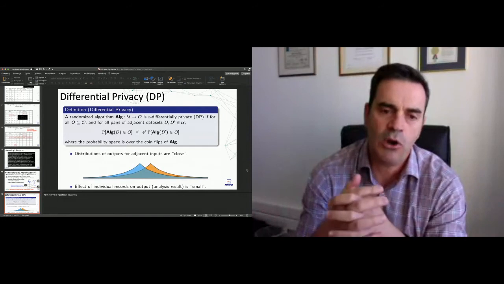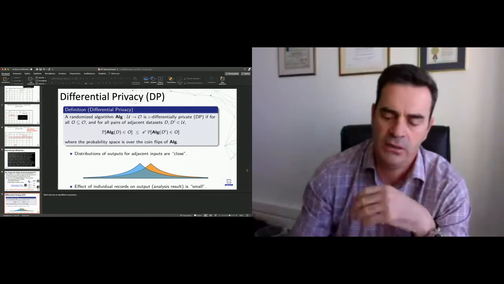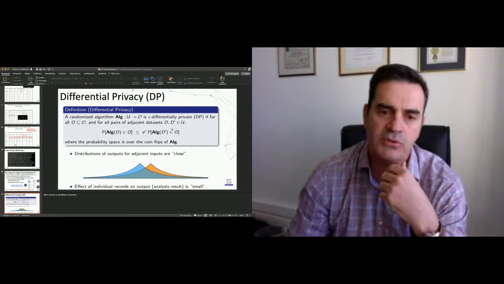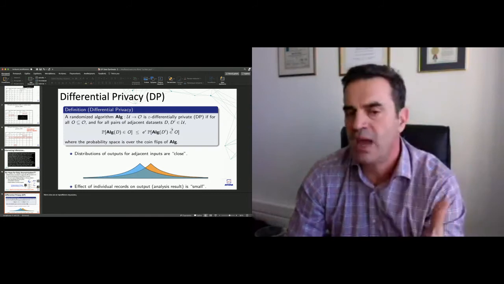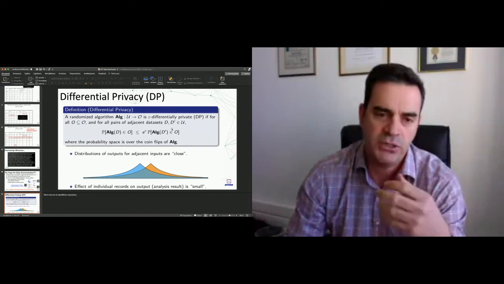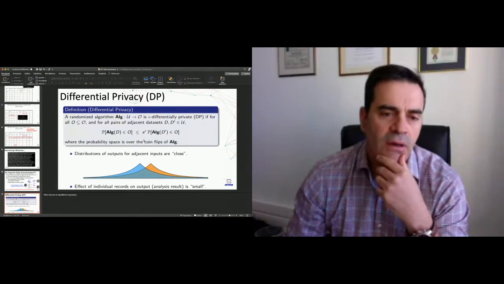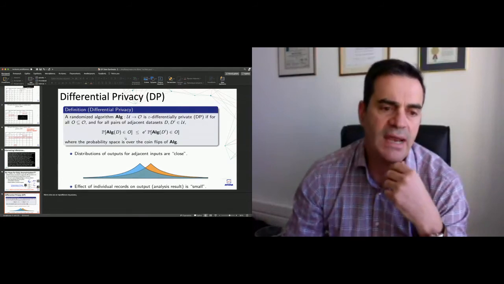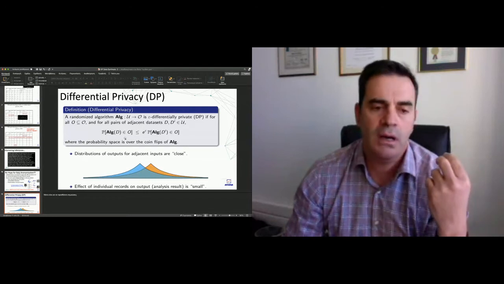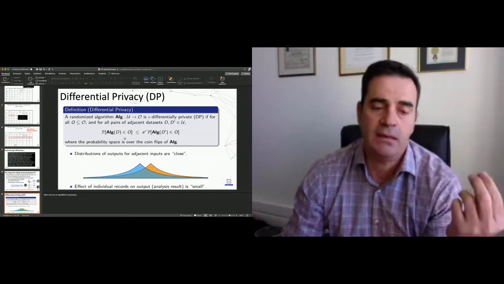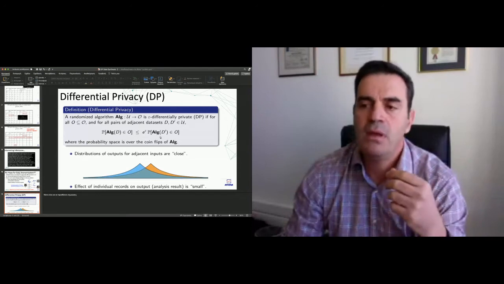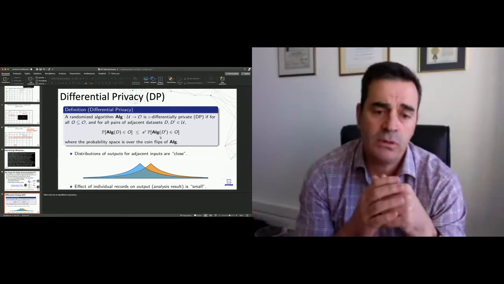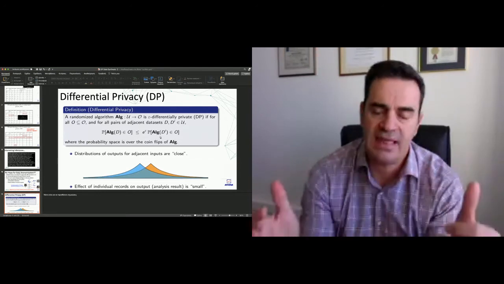So these are what we call adjacent data sets, and I will signify them by D and D prime. So D contains my information, D prime has everything but my information, okay? Now, we say that an algorithm is differentially private if when I run the algorithm on D and I run it on D prime, the output distribution is almost identical, okay?